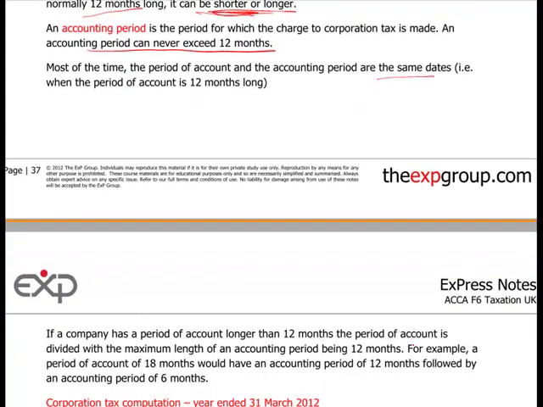If a company has a period of account longer than 12 months, the period of account is divided, with the maximum length of an accounting period, as I say, being 12. So if you have 18 months, an example of 18 months, then your accounting period of 12 months followed by an accounting period of 6 months. And that's how you'll do your corporation tax computations.